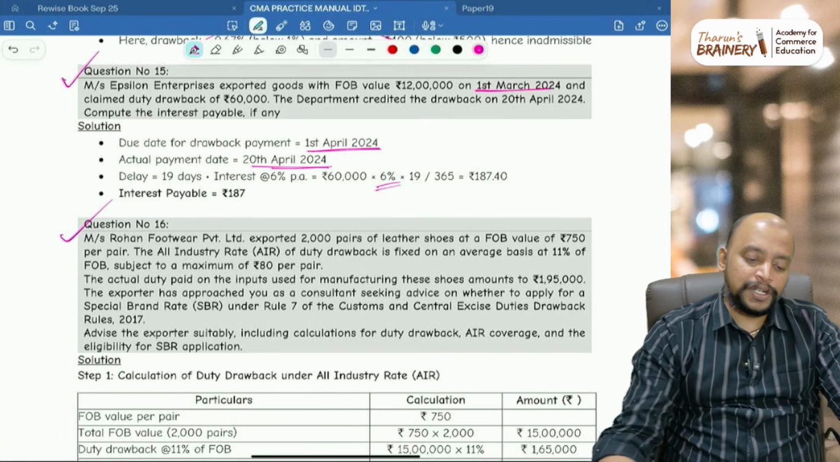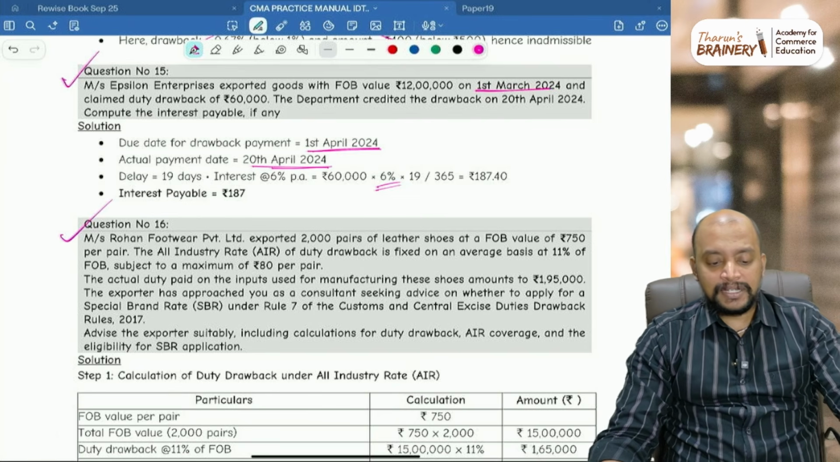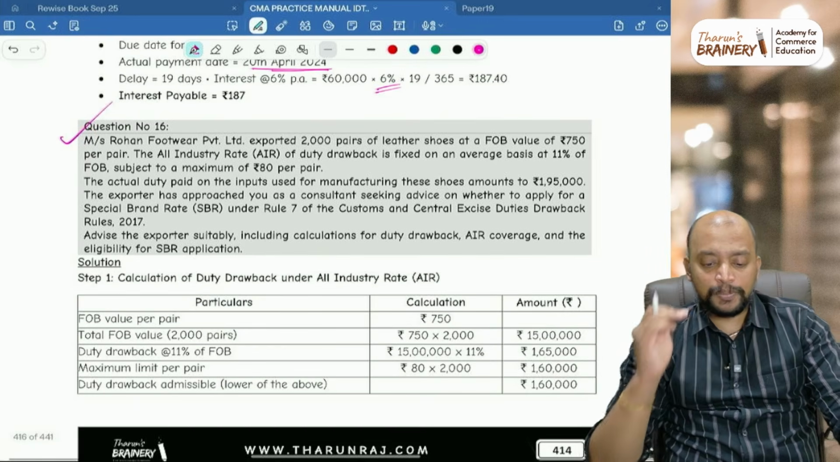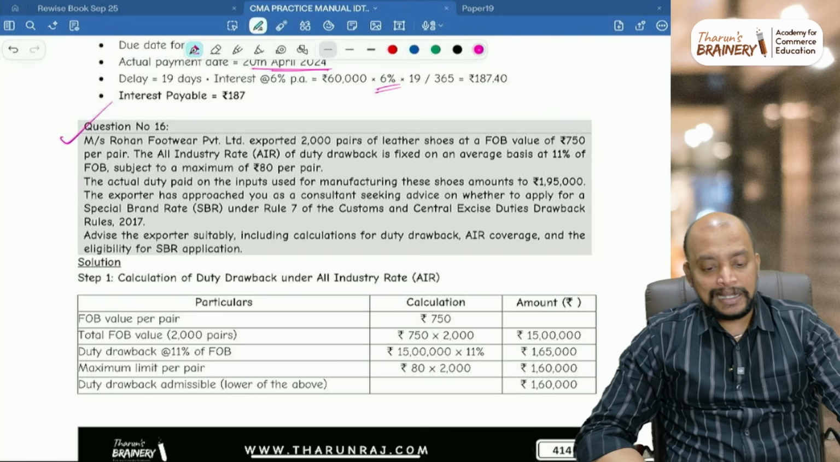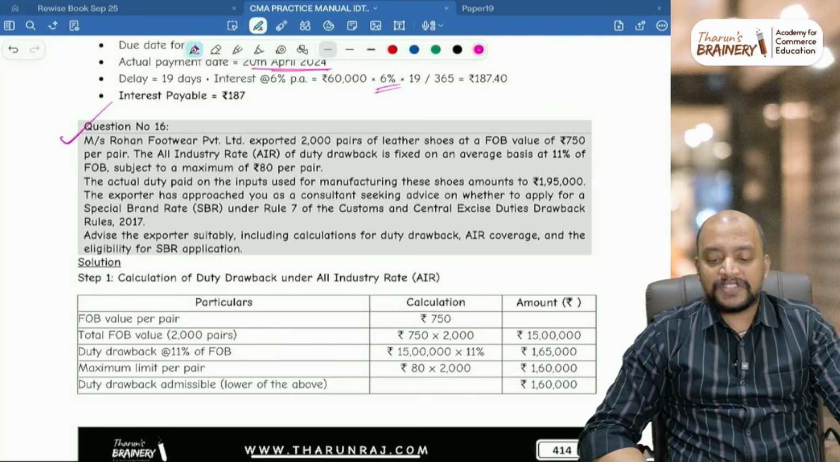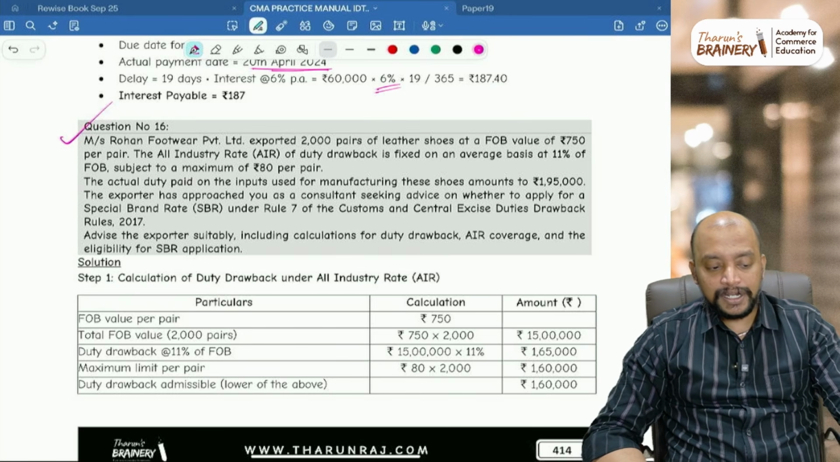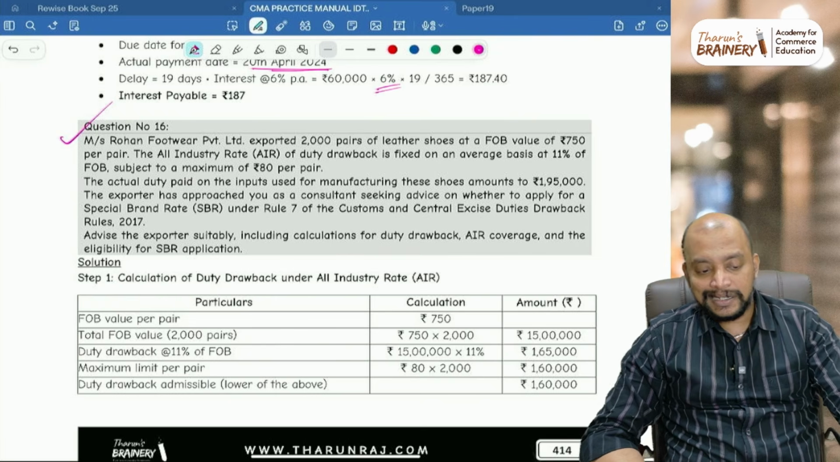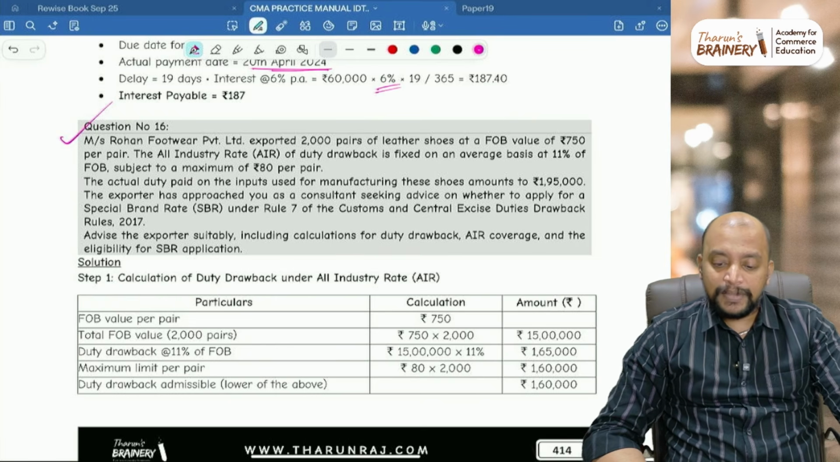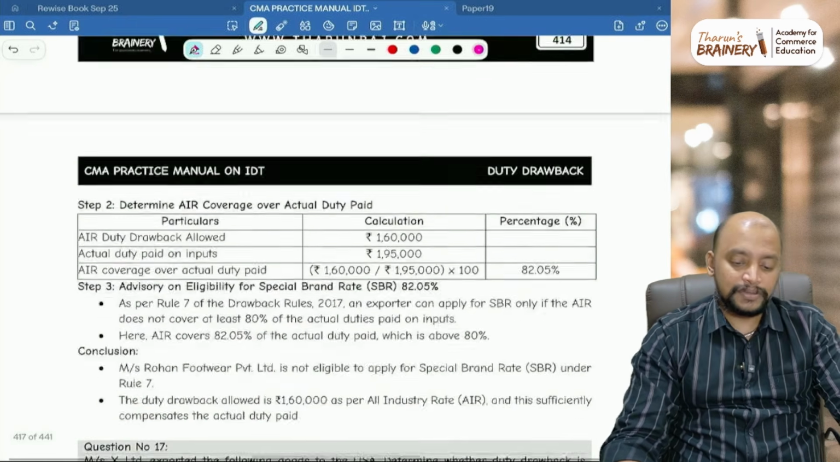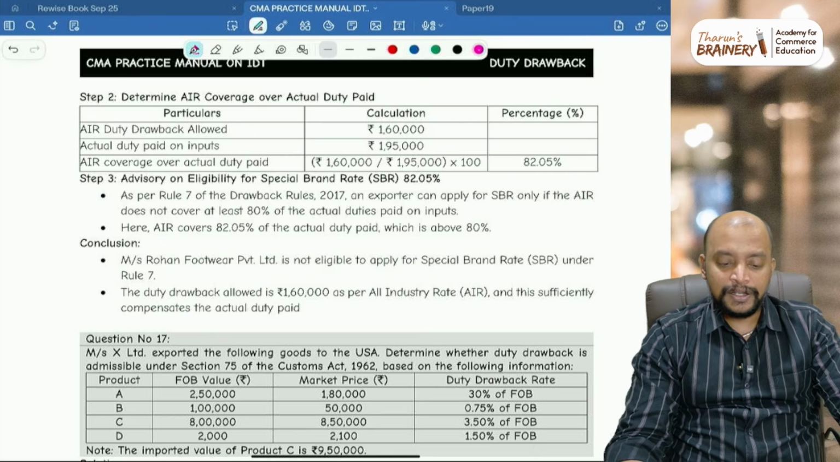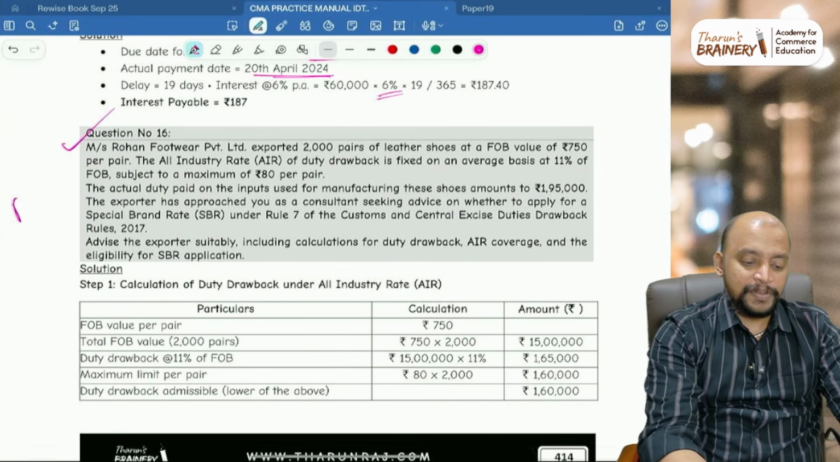Then look into question number 16. Messrs. Rohan Footwear Private Limited exported 2,000 pairs of leather shoes at FOB value of 750 per pair. The all industry rate of duty drawback is fixed on an average basis at 11% of FOB, subject to a maximum of 80 per pair. Means how much duty drawback they will get? 2,000 into 750 into 11%, 1,65,000. But the actual duty paid is 1,95,000. Already we discussed this question above. This is the same, that 82.05. So no duty drawback.